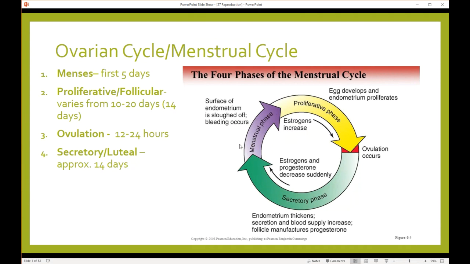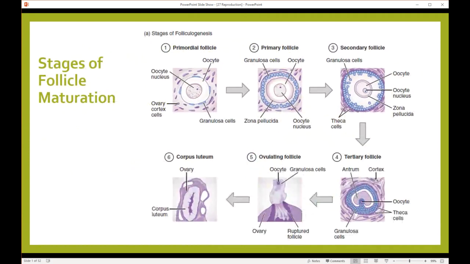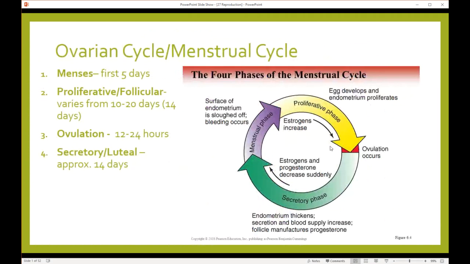And again, that's a big range. Some women, their menses last only about 3 days. Sometimes it lasts up to 10 days. So it just depends, okay? And then we have our proliferative or our follicular phase. And this is where our follicles are growing, right? So we're growing up those follicles. Then at day 14-ish, we're going to do ovulation.